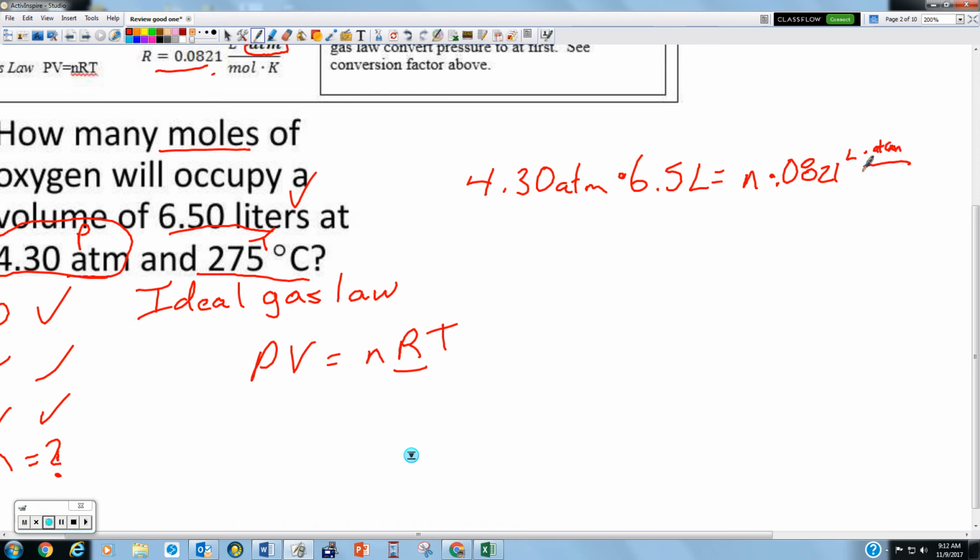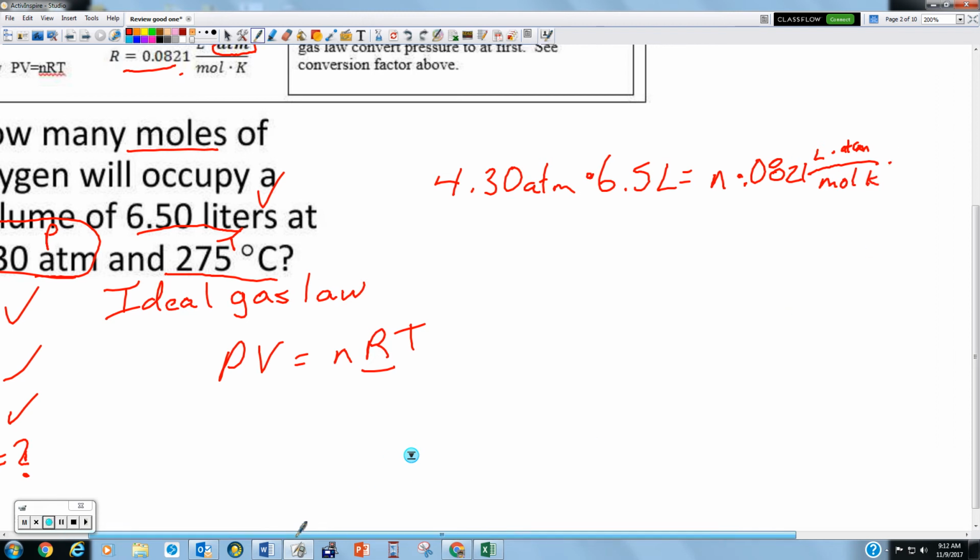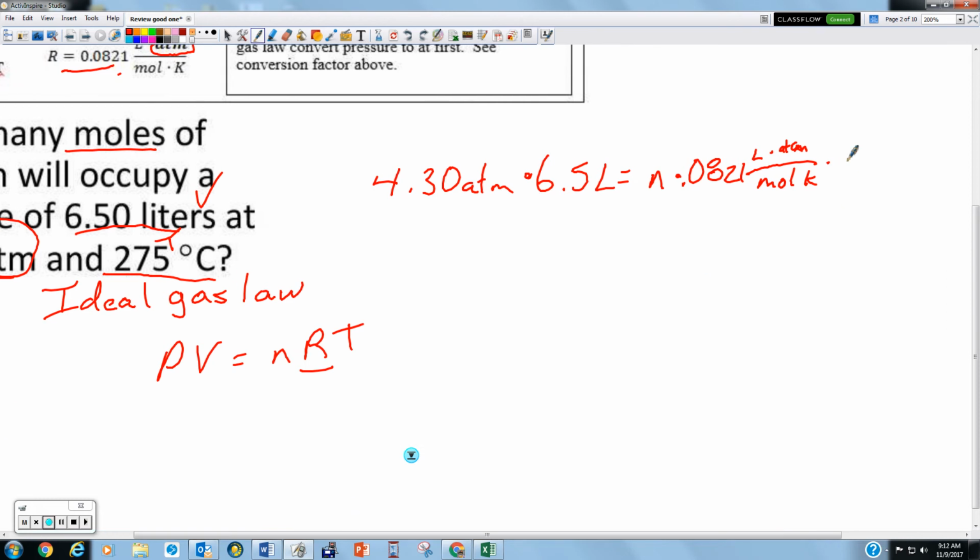Liters, atmosphere, mole, K, and then times our temperature. And what's wrong with our temperature? It's in Celsius. So I'm just going to show you, you don't have to do it separately. You can do the 275 plus 273 inside the parentheses. As long as you take care of that first, you know it's going to be in Kelvin there. All right. And then that's our problem.